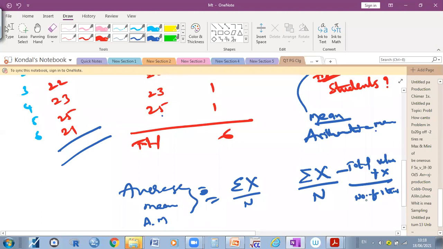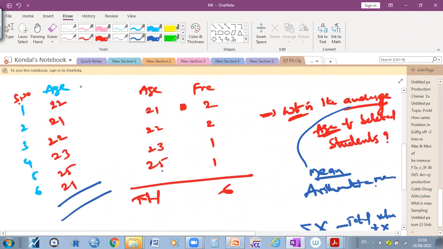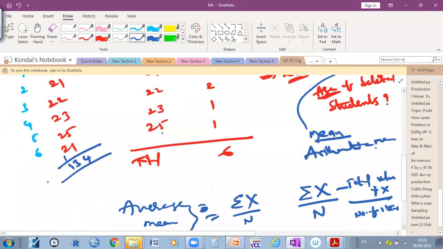It means the total value of x. For example, assume that age is the x variable. We need to add all the values. You can add 22, 21, 25, 8... plus 6, 14, 1. There are 6 twos, so 6 into 2 is 12, 130, 134. So the total value of x, the sum of x, is equal to 134.